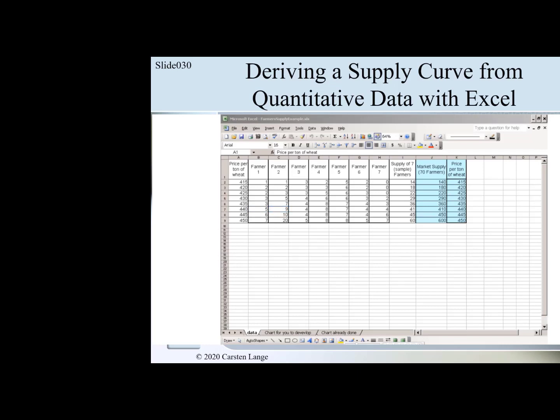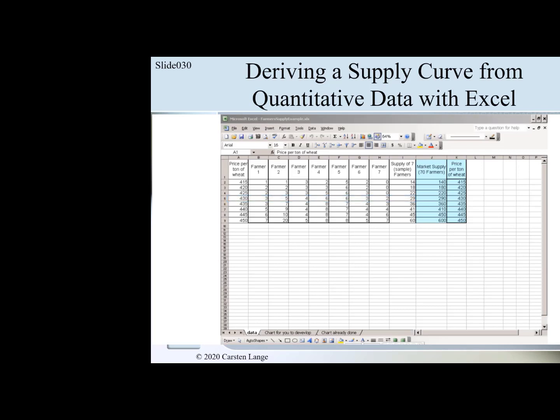In the next step, we add up the supplied quantities for all the sample farmers for each given price. For example, if the price is 430, the supply of farmer 1 is 3, the supply of farmer 2 is 5, the supply of farmer 3 is 4, the supply of farmer 4 is 6, the supply of farmer 5 is 6, farmer 6 supplies 3 tons, farmer 7 2 tons, and if we add up all these numbers, we get as a result 29. Meaning the sample farmers at a price of 430 would supply 29 tons of wheat.